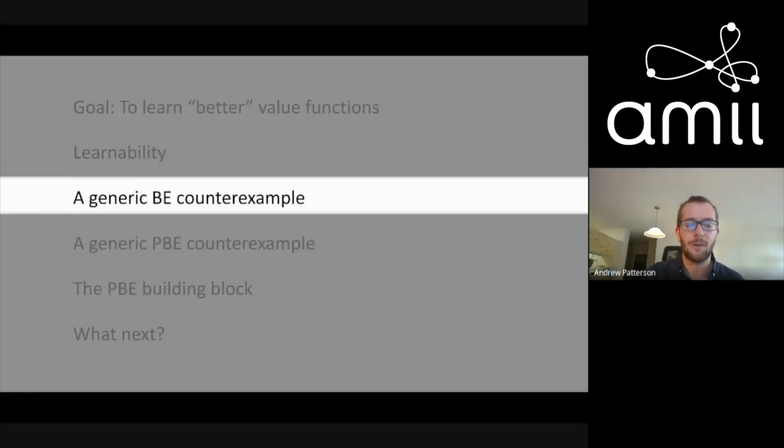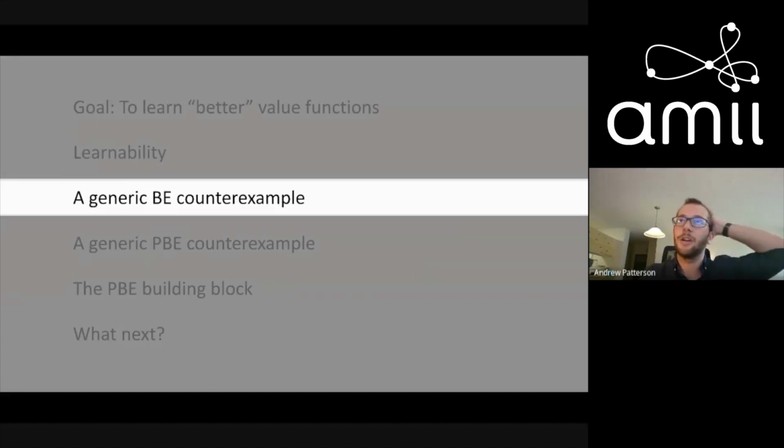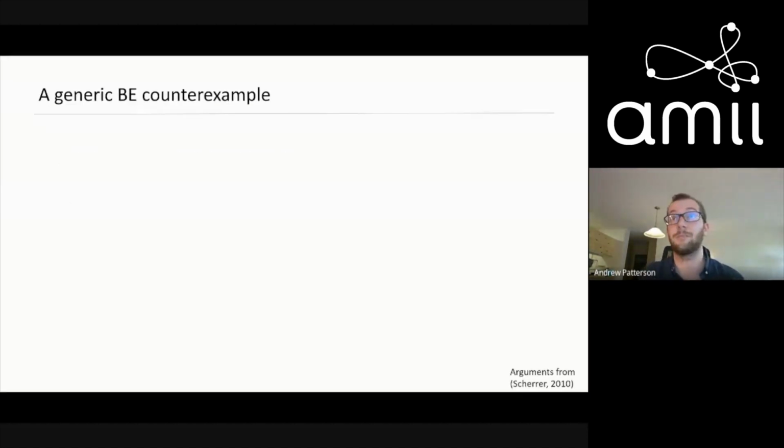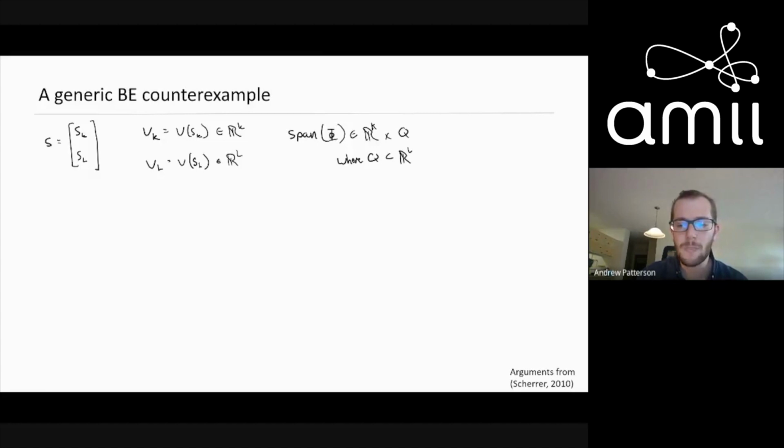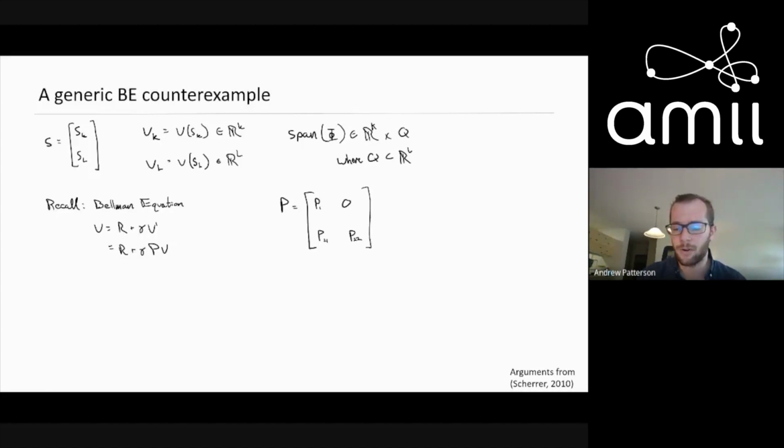Instead, I'm going to talk a little bit about the mean squared Bellman error and how this is not a learnable thing. By the way, I had a hard time getting overlines in PowerPoint to work, so I just skipped them. But every time I say BE or PBE, I really mean mean squared BE or mean squared PBE. These arguments come from Bruno Scherer in his work in 2010.